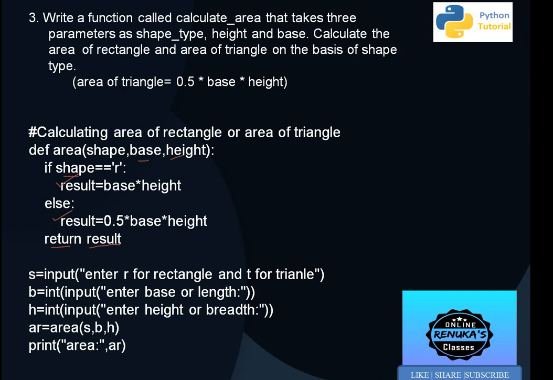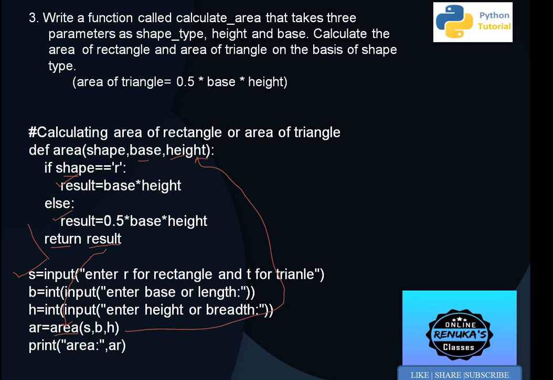Before executing this, the program will start from this statement. It will take 3 parameters: shape type, then base, and then height, and then we call this function area. As soon as we call it, control moves to this statement with 3 values: s into shape, b into base and h into height, and then it checks the shape and finds the result. Whatever the result is, it is shifted here, stored in area AR, and then you can print the area.